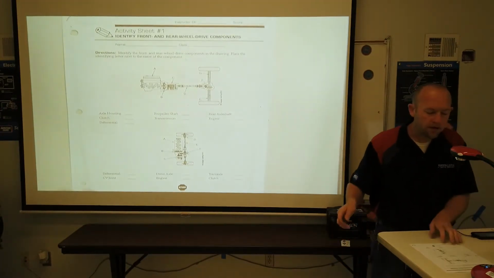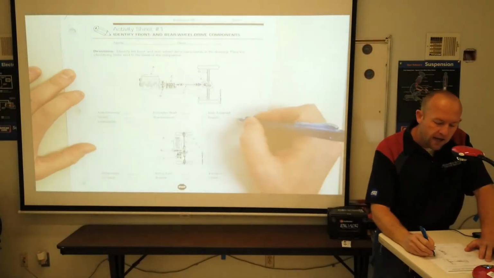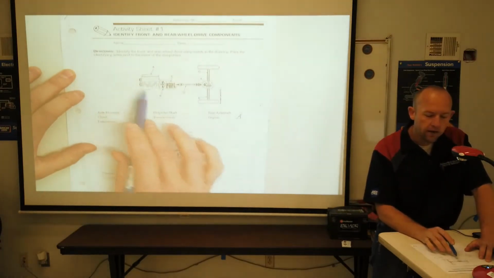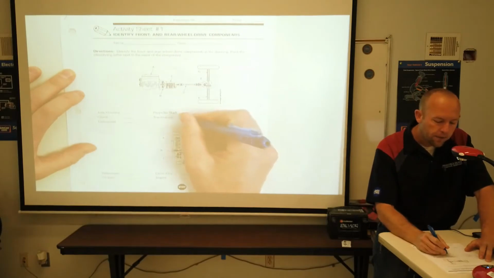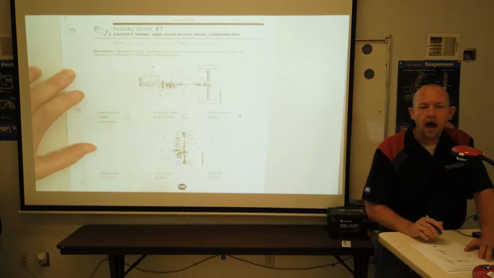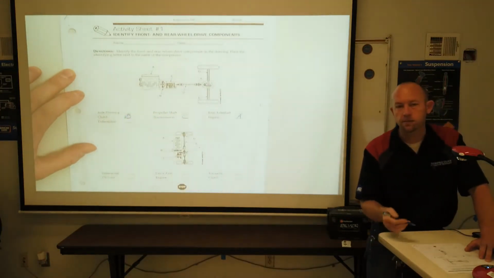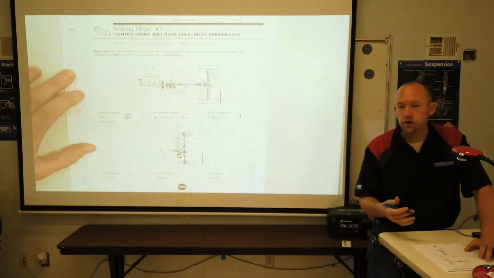So to start out, we'll start up here at the top, and in that top picture, A is the engine. So that's our power plant there. C is going to be our transmission, and B is a clutch. So what type of transmission would this be? Manual transmission. Manual transmissions have a clutch.